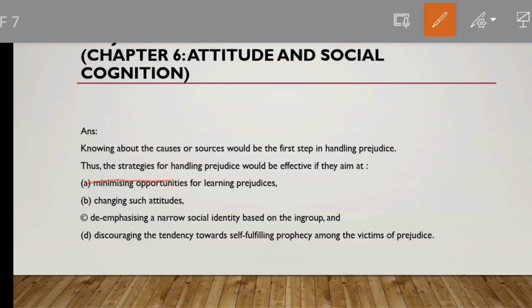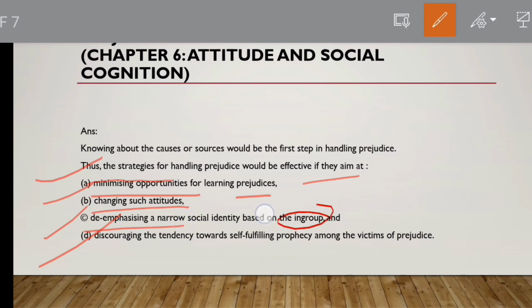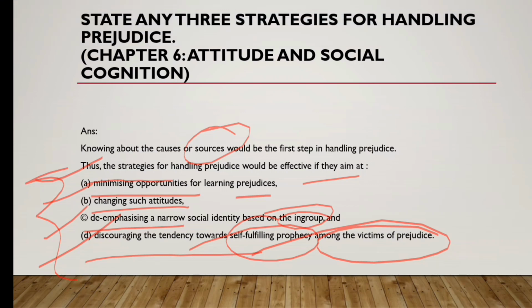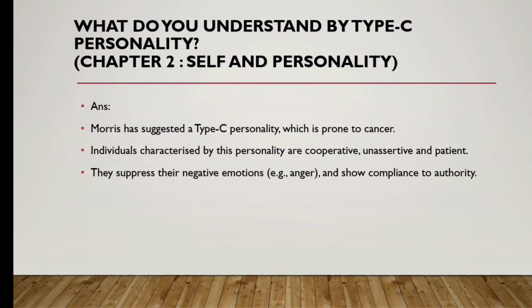The strategies for handling prejudice would be effective if they aim at. So how would they be effective? We have written 4 points. Minimizing opportunities for learning prejudices, changing such attitudes, de-emphasizing a narrow social identity based on the in-group, and discouraging the tendency towards self-fulfilling prophecy among the victims of prejudice. So first, we have to focus on the sources and then on these points to deal with the strategies to control the prejudice.